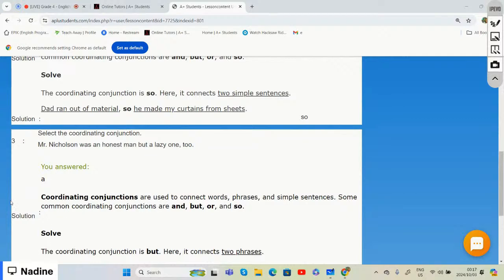Let us look at this one. It says, Mr. Nicholson was an honest man, but a lazy one too.